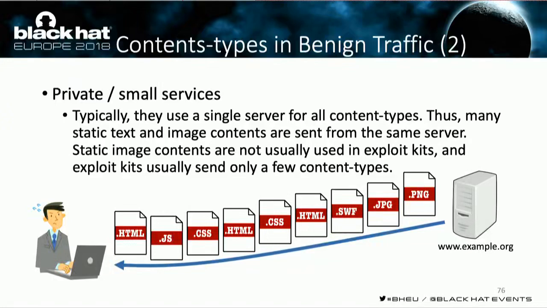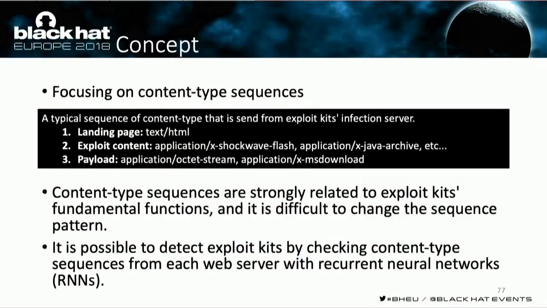We thought that we can distinguish between these benign contents order and exploit kits'. So we focus on content type sequences. Also, those sequences are strongly related to exploit kit's fundamental functions. They cannot change the sequence pattern easily. Therefore, we thought it's possible to detect exploit kits by checking content type sequences from each web server with recurrent neural network.